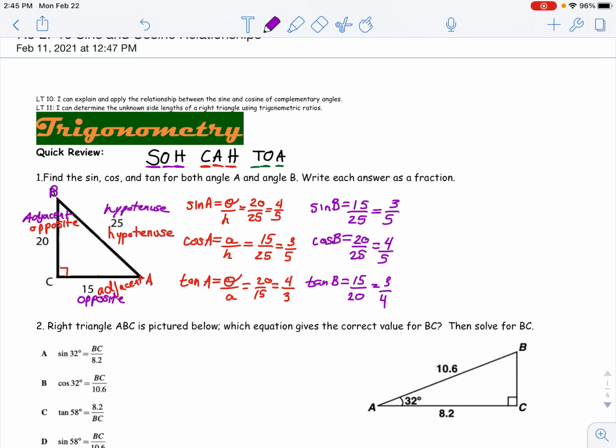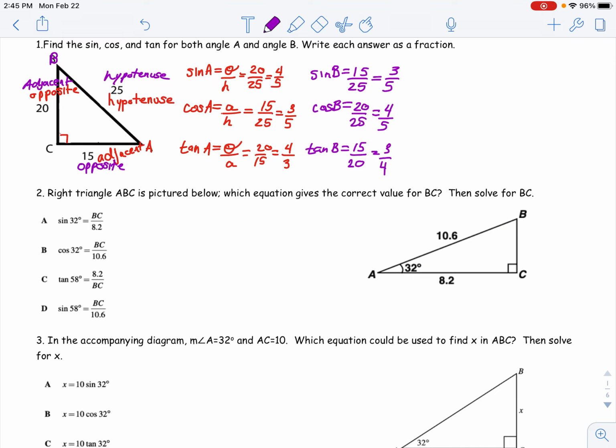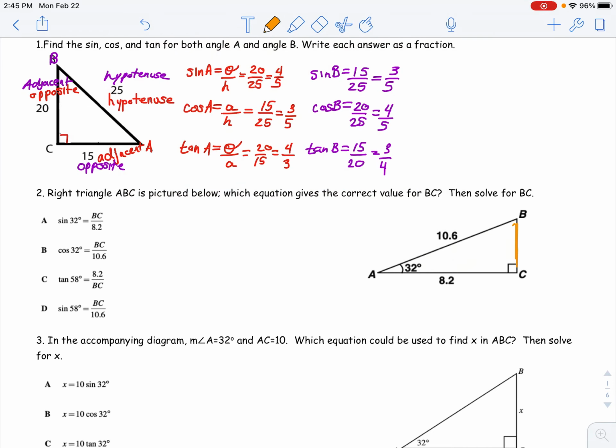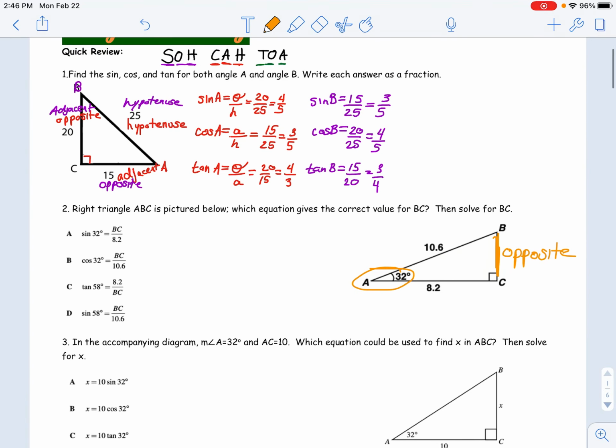All right, so moving right along, we have this right triangle ABC pictured below. Which equation gives us the correct value for BC? Then solve for BC. All right, so we need to solve for BC. It's this side right here. This is our reference angle. So notice that this is the opposite side. So since we have the opposite side, using SOHCAHTOA, I can automatically knock out cosine, because in SOHCAHTOA, cosine is the only one that does not use opposite. So cosine's eliminated. So I'm going to knock out answer B.